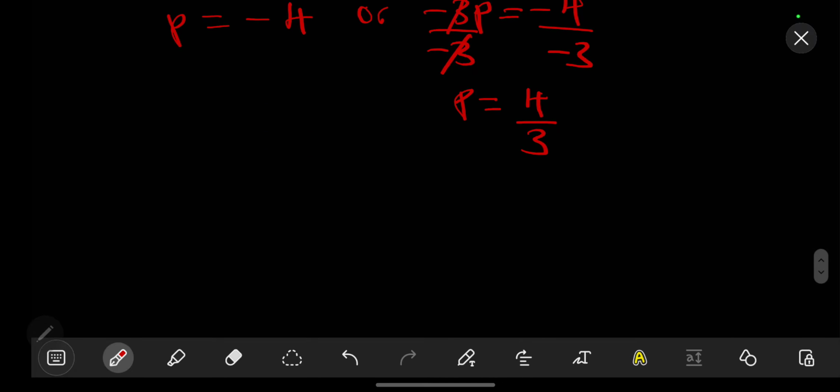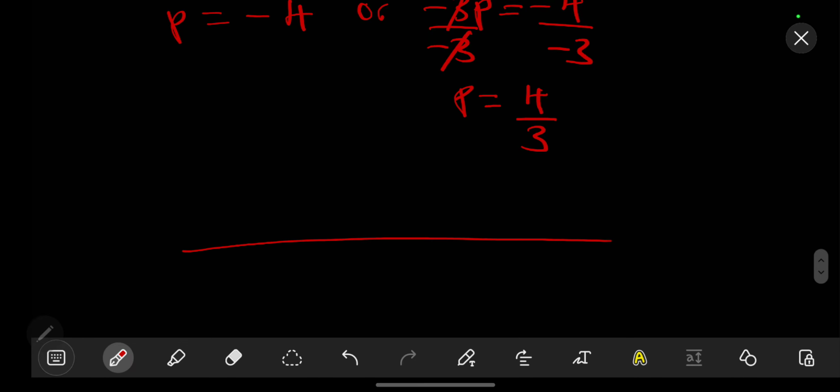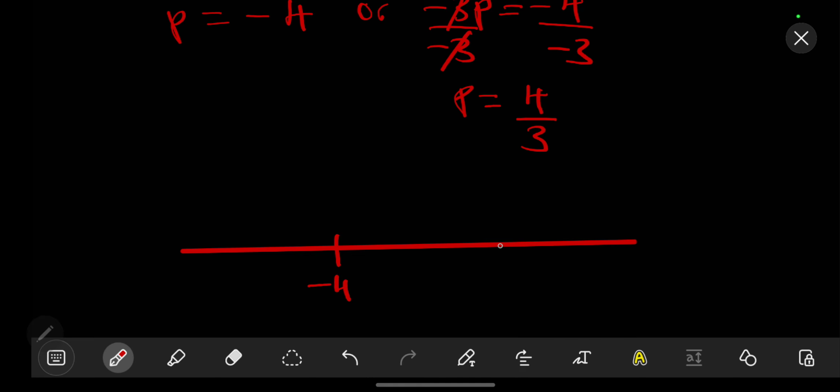After finding our critical values, we are going to draw a number line, and we are going to say that we have a negative 4 here. We also have a 4 over 3. We know that 4 over 3 is greater than negative 4. So we have different regions.